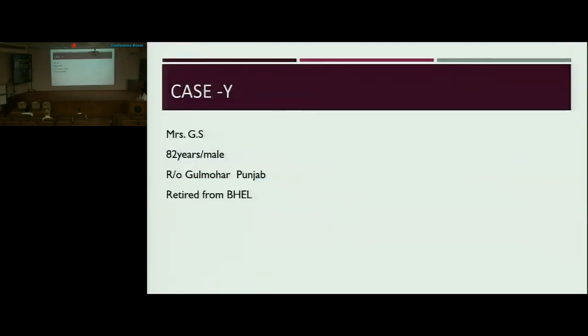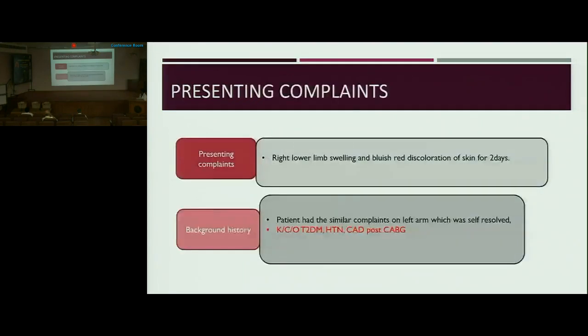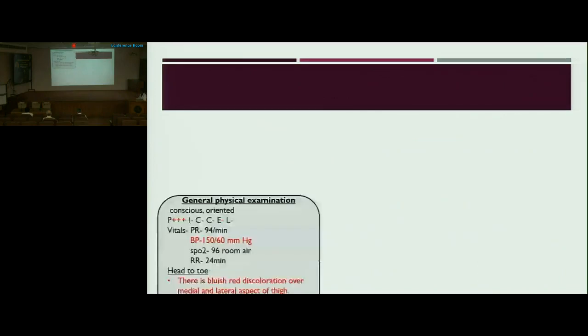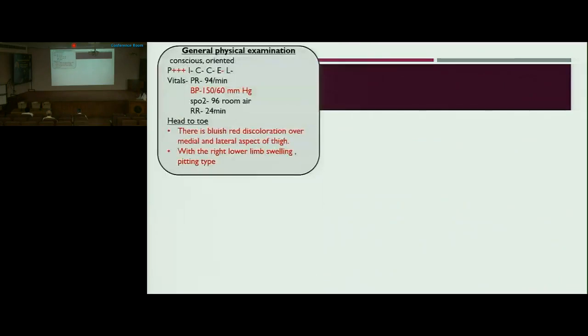The second case, case Y, an 82-year-old male, resident of Gulmarg, Punjab. He presented with bilateral lower limb swelling with bluish discoloration of the skin for 2 days. With a background history of type 2 diabetes, hypertension, and cardiac disease post CABG, he had similar complaints over the left arm, which self-resolved. The swelling was insidious and gradually progressive. There is no prior history of bleeding, no family history of bleeding disorder, and no history of drug intake. On general physical examination, he also has severe pallor with a blood pressure of 150/60.